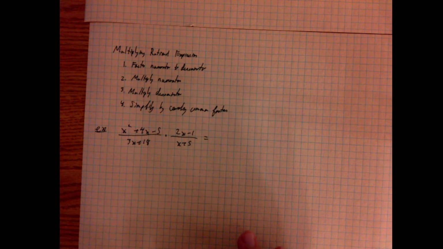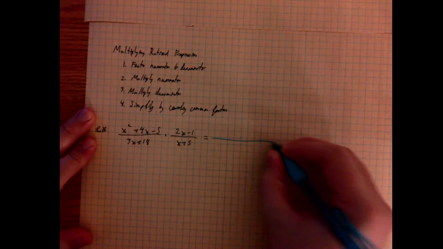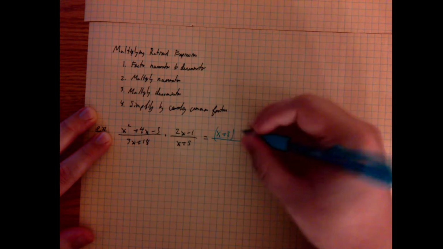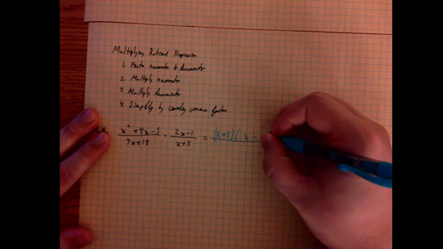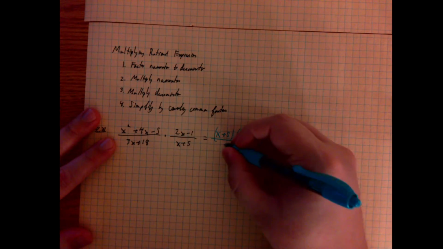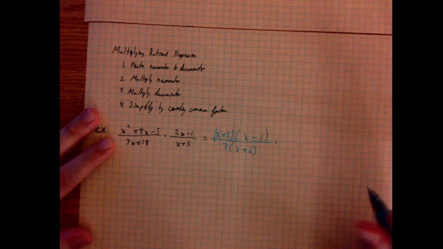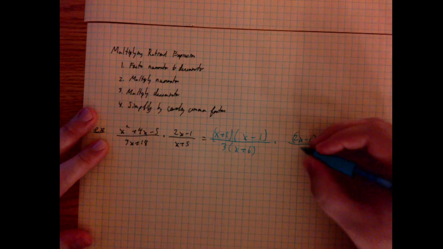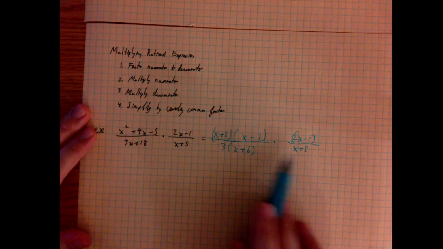Okay, step 1. I'm going to shortcut some of the factoring in here to save some time, because you don't need to showcase all the work that I'm doing. This first one factors into x plus 5 times x minus 1. The bottom would factor into 3 times x plus 6, times the second one, which would be just 2x minus 1 over x plus 5. So that's step 1. We factored the tops and bottoms of both expressions.